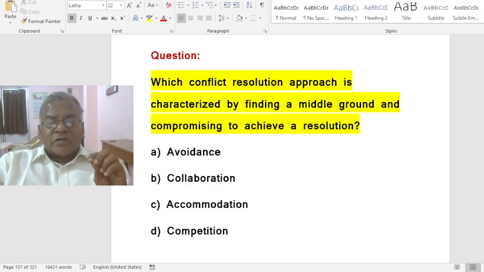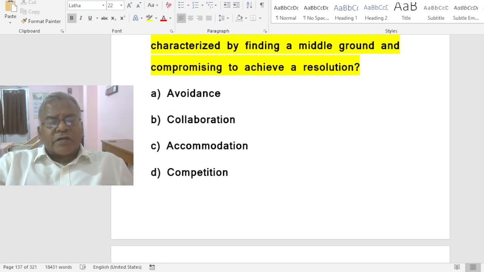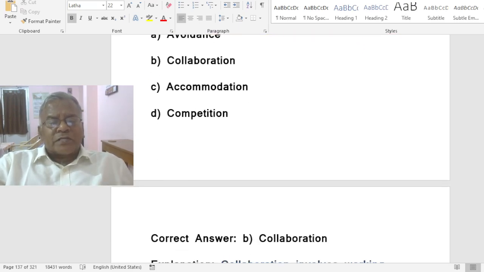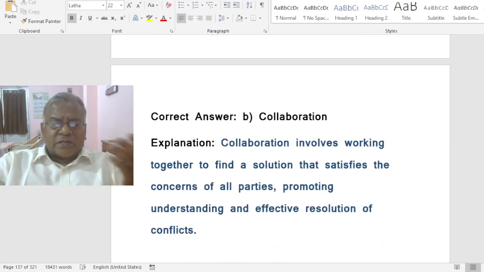Which conflict resolution approach is characterized by finding a middle ground and compromising to achieve a resolution? Which approach? For making peace. That is the understanding. A. Avoidance. B. Collaboration. C. Accommodation. D. Competition. That is collaboration.